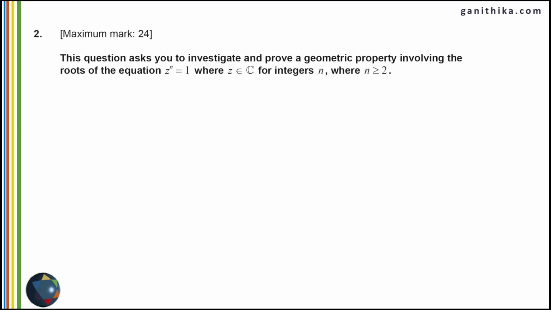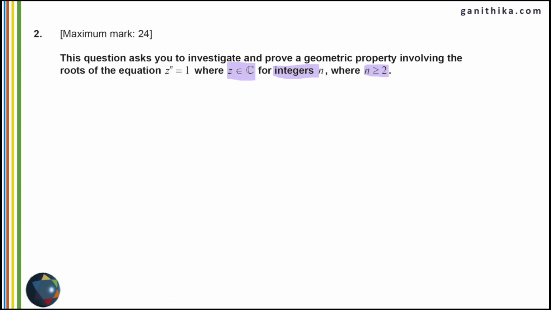This question asks you to investigate and prove a geometric property involving the roots of the equation z^n = 1, where z is a complex number and n is an integer greater than or equal to 2. So we are going to start with n equal to 2, then n equal to 3, n equal to 4, and so on, and we are going to solve the equations in the form of z^2 = 1, z^3 = 1, z^4 = 1, etc.